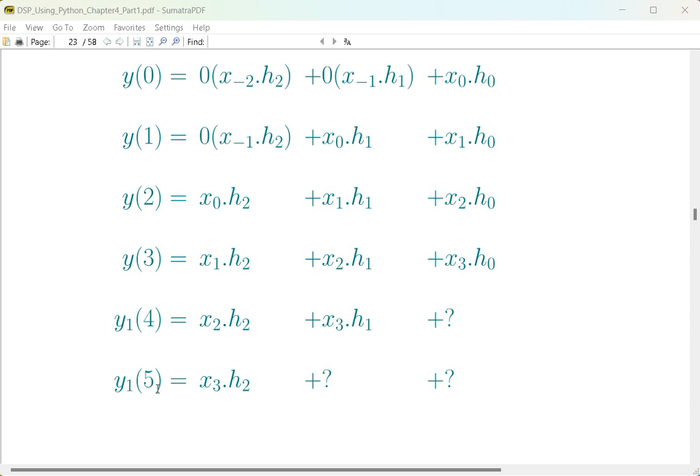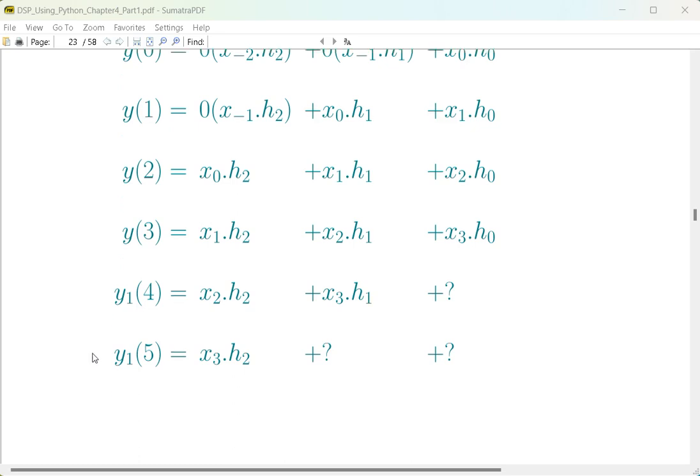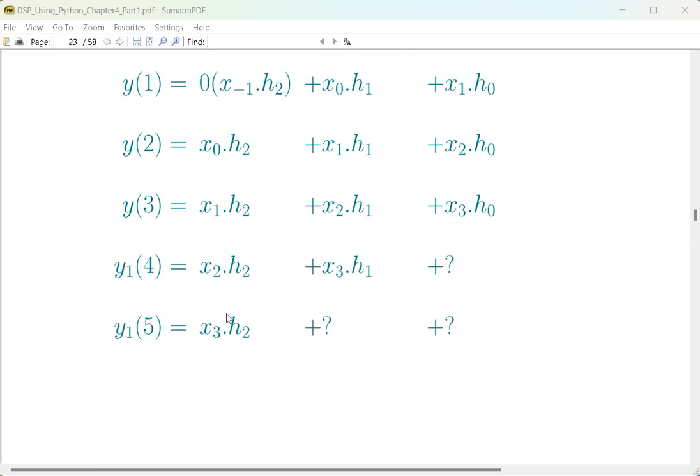Now the next, y1 of 5 will be equal to x3 h2 plus it needs x4 h1, but it doesn't exist, plus x5 h0, again it doesn't exist. So missing parts. Okay, please remember these two samples. They need to be corrected later by the next chunk. Hope that you have written them down.